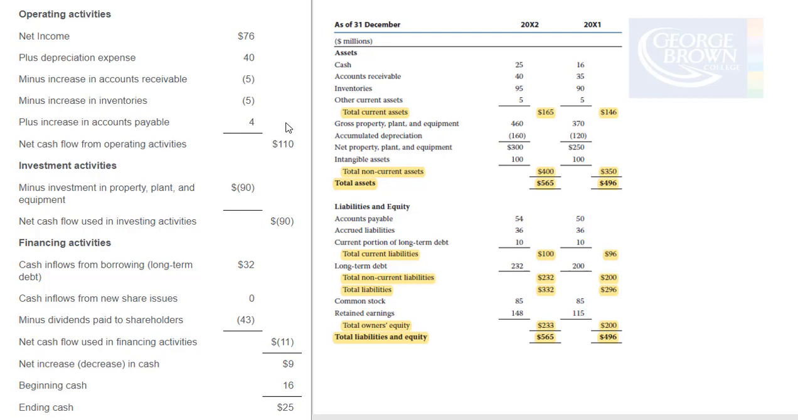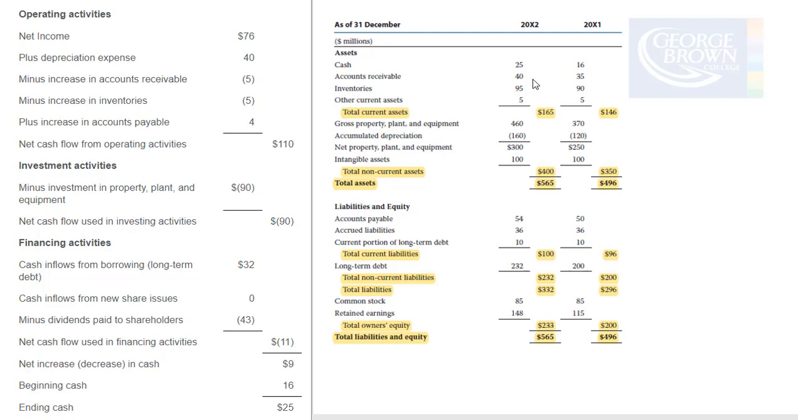So what are some of the operating activities? Well, it's selling and collecting accounts receivable, buying inventory and selling it, accounts payable, etc. With regards to the operating activities, we start with net income, add back the depreciation expense, and then we look: accounts receivable increased from 20X1 to 20X2. So that's a use of cash.